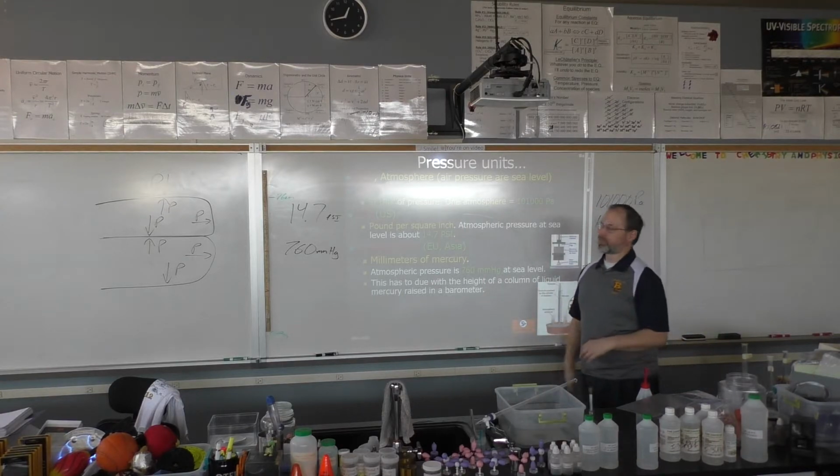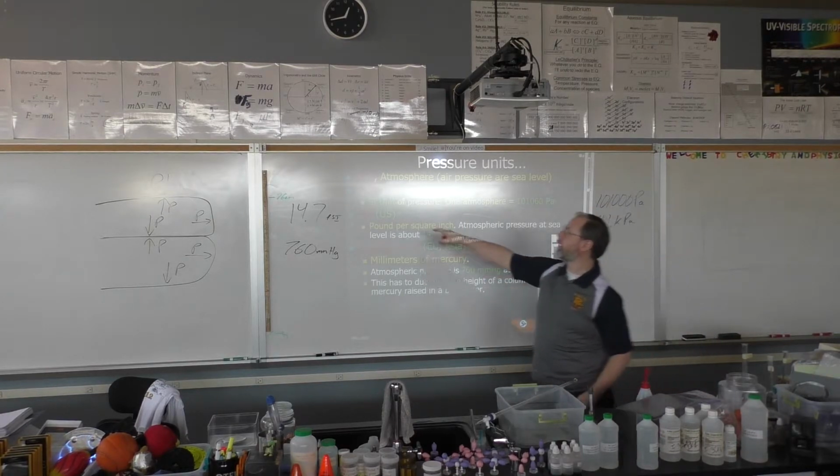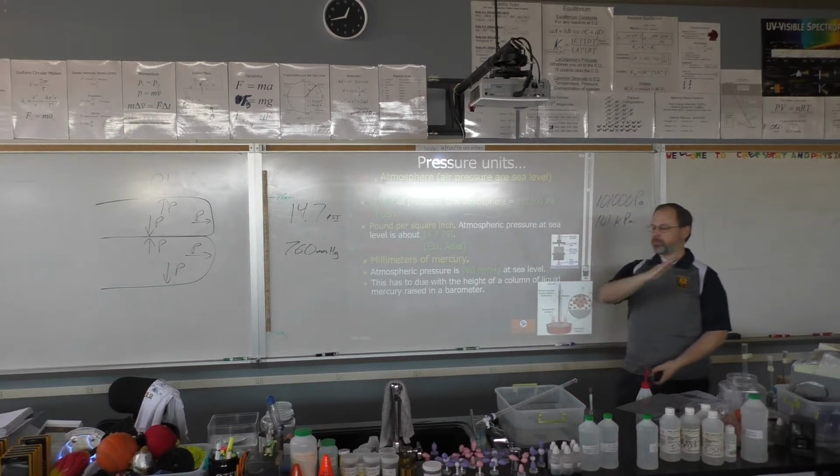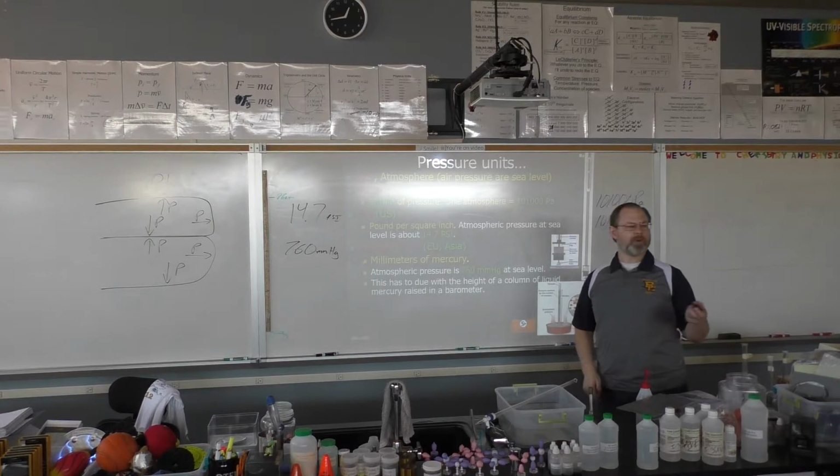There's a bunch of named units in science. We're like, we like you, we'll name it. So Pascal is a named unit. The Pascal is a Newton per square meter. Okay, make sense so far?